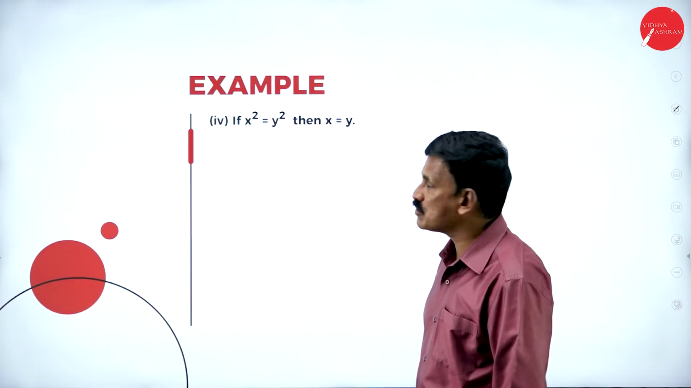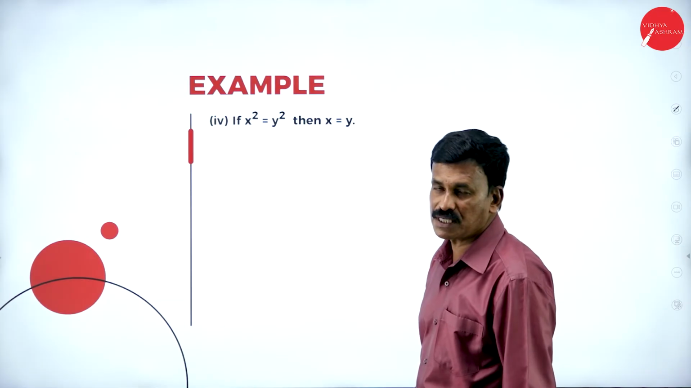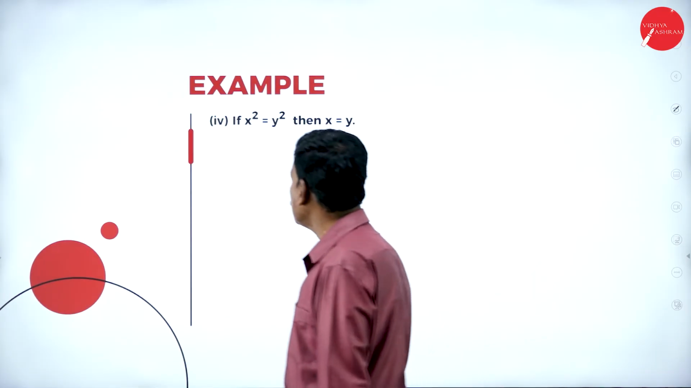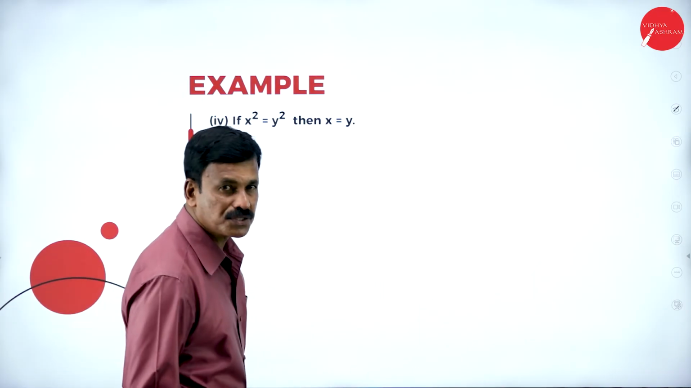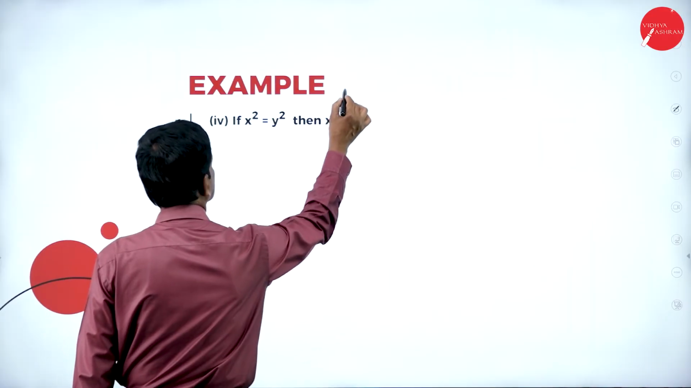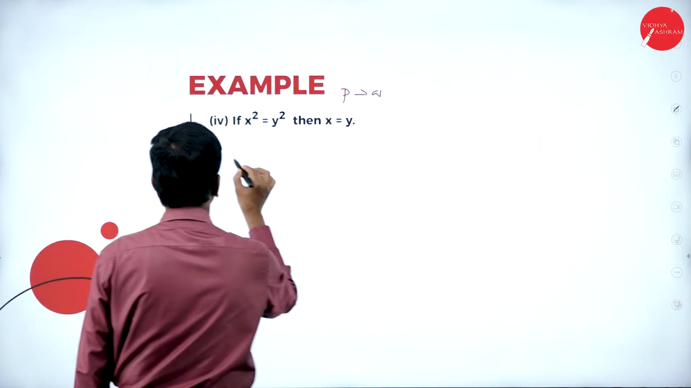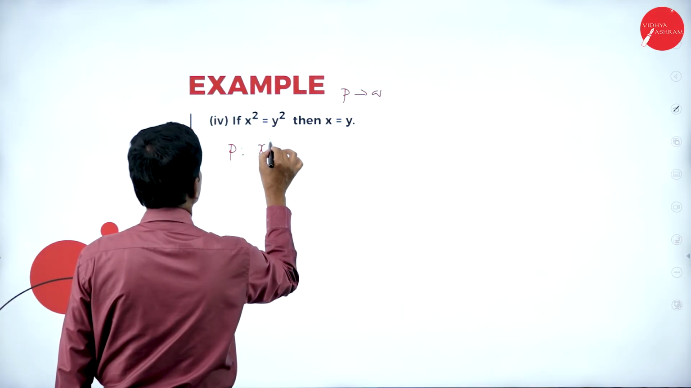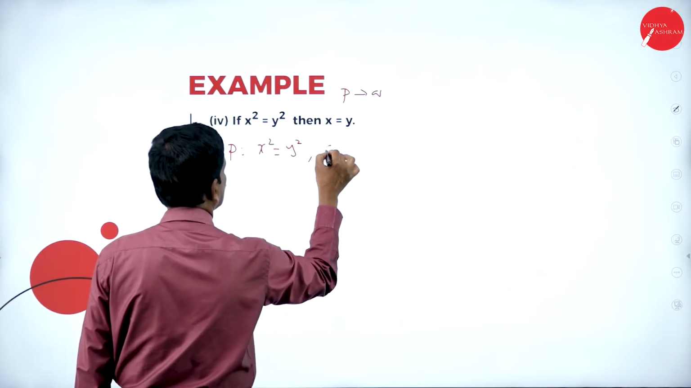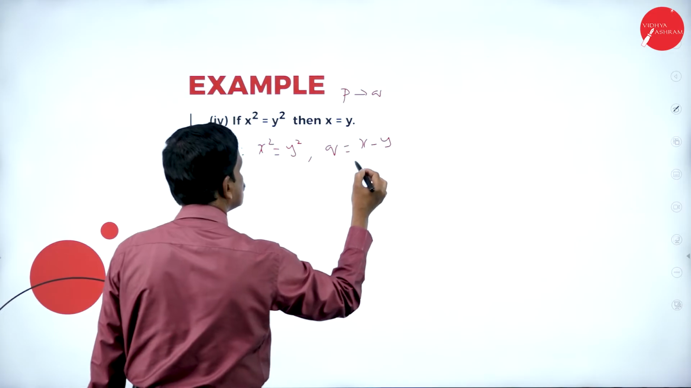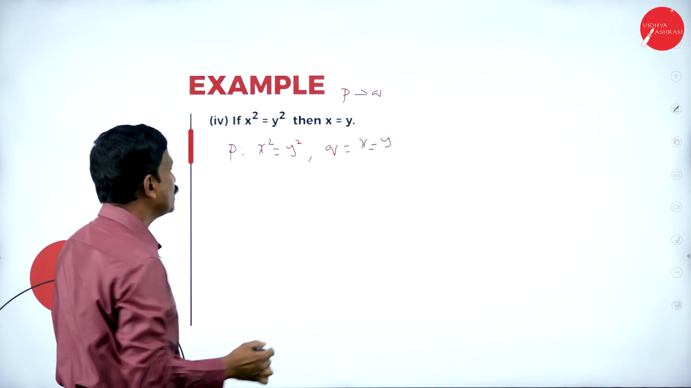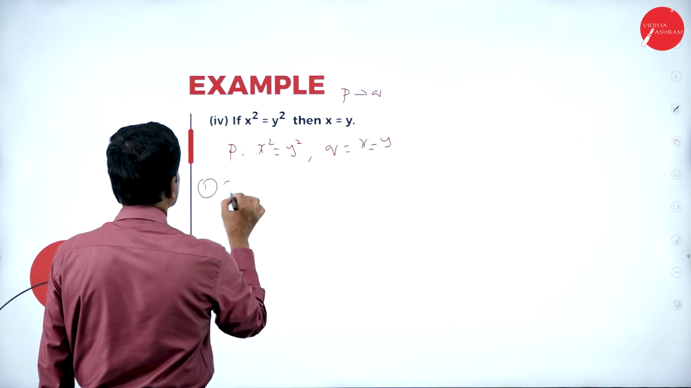If x square is equal to y square, then x is equal to y. Here an equation is given. We have to write the converse, inverse and contrapositive for this. Again, this is a conditional statement, P conditional to Q. P is x square is equal to y square, and Q is x is equal to y. Okay, now one by one. First one, converse.